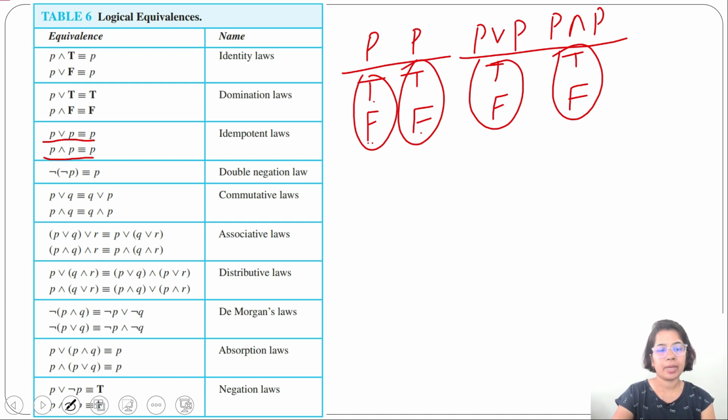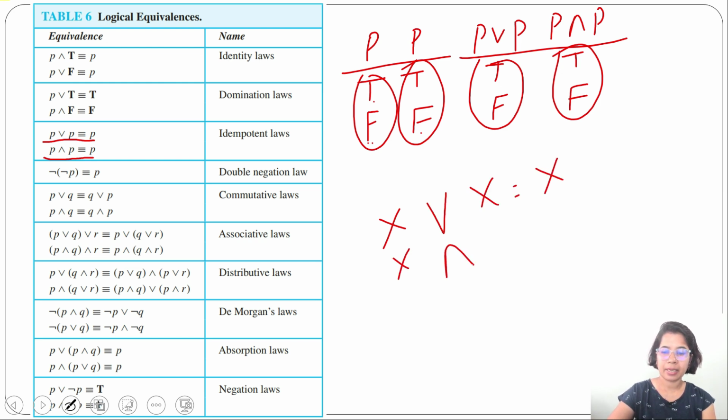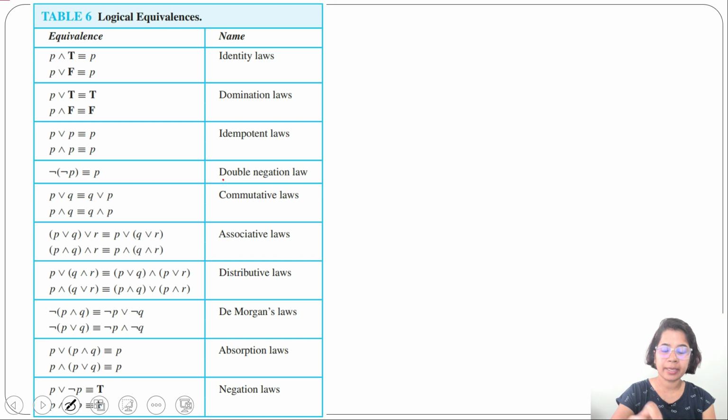So both are equivalent to the P value. So you can say any proposition or with the same proposition will be the same. Suppose X is given, X or X will be X, and X and X will be the same X. So any proposition or and with the same proposition will be the same. So it's the idempotent law. Next, double negation law.